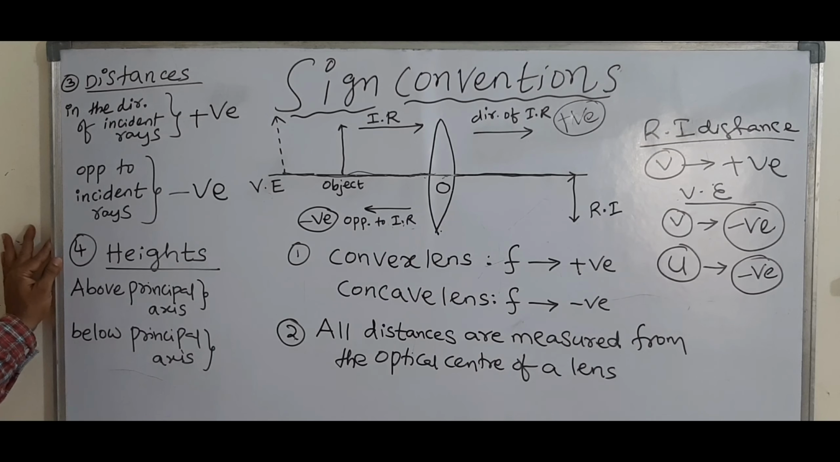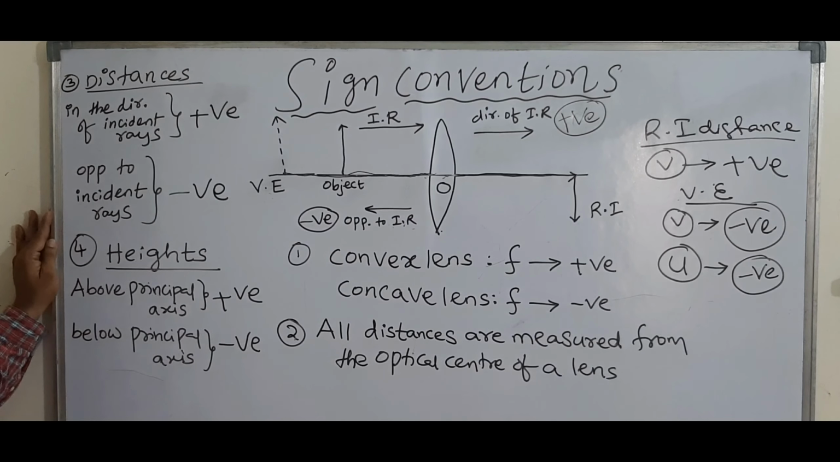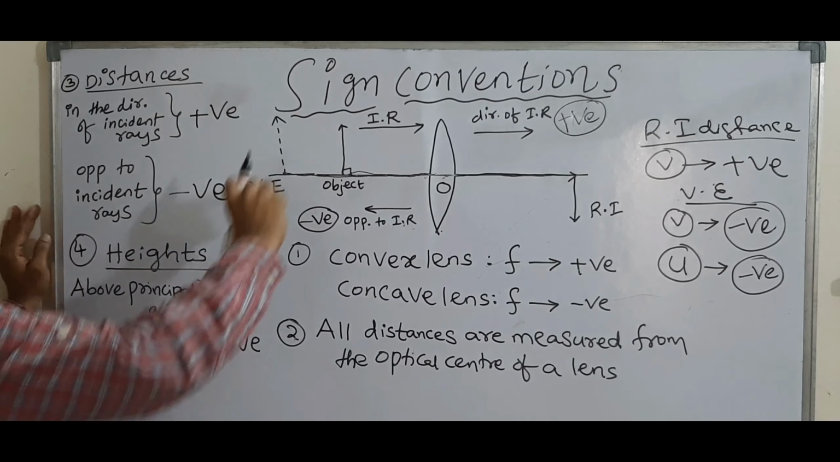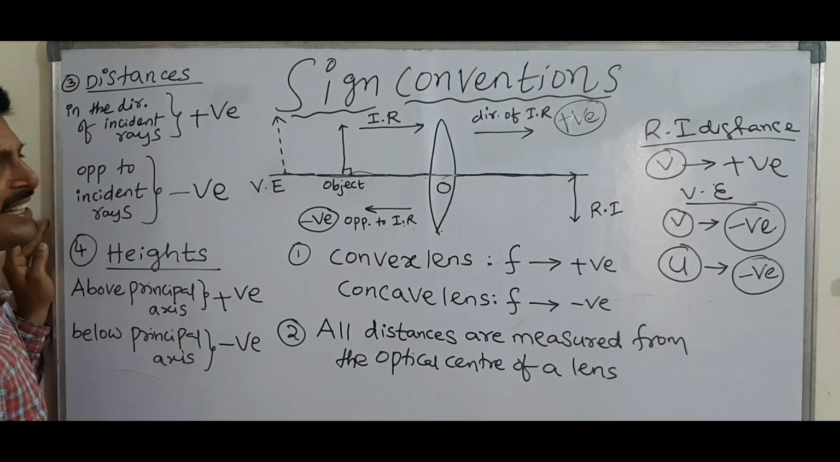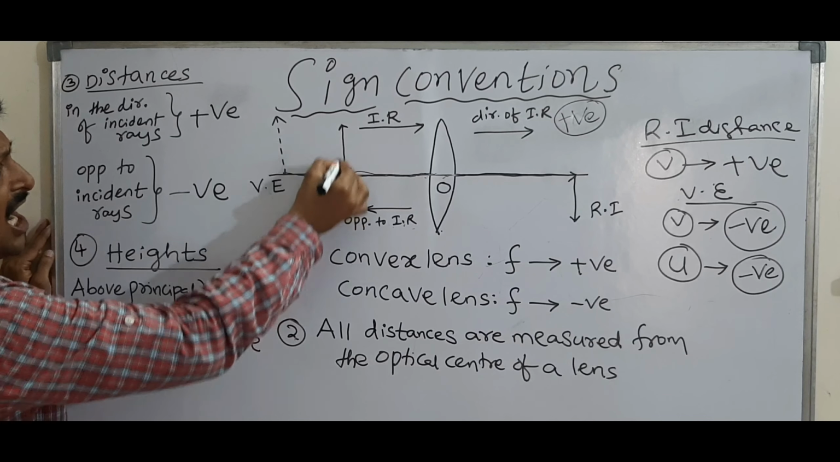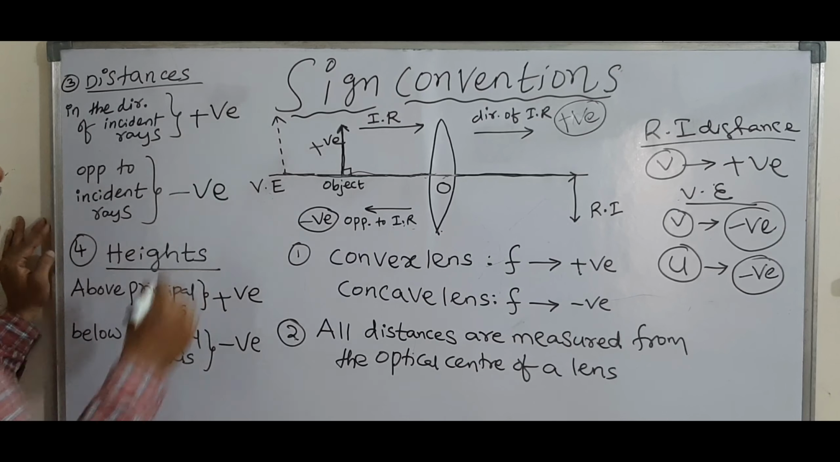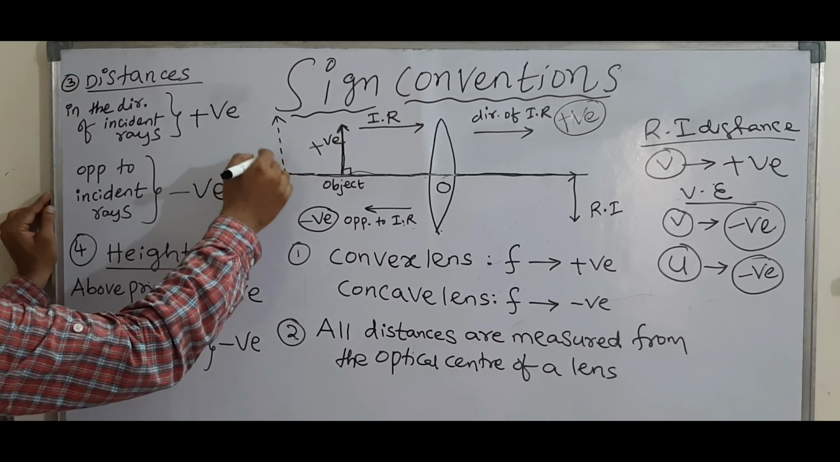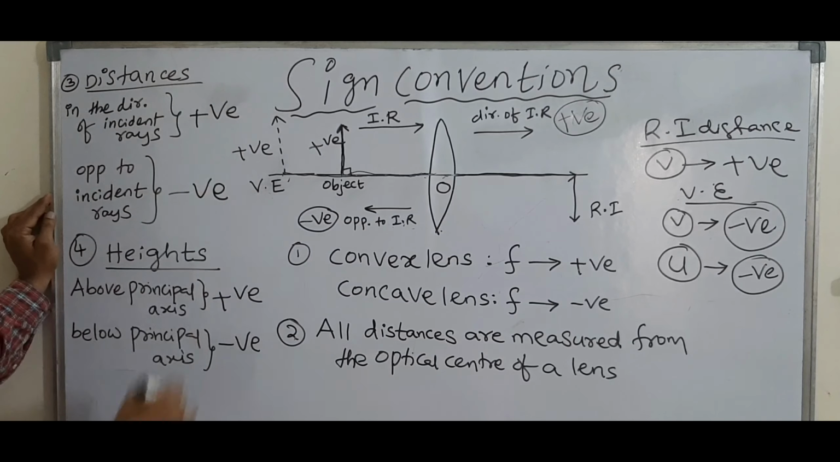Next is here, heights. Heights above the principal axis are taken as positive. Heights below the principal axis are taken as negative. That means see here, height of object is above the principal axis. So this height is taken as positive. And here virtual and erect, the height of virtual and erect image is also above the principal axis. So it is also taken as positive.